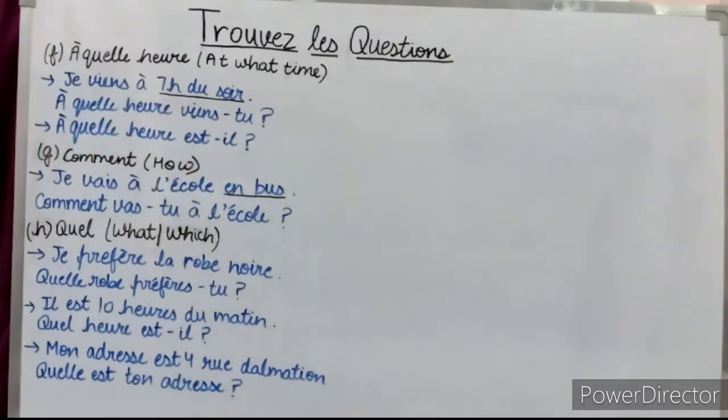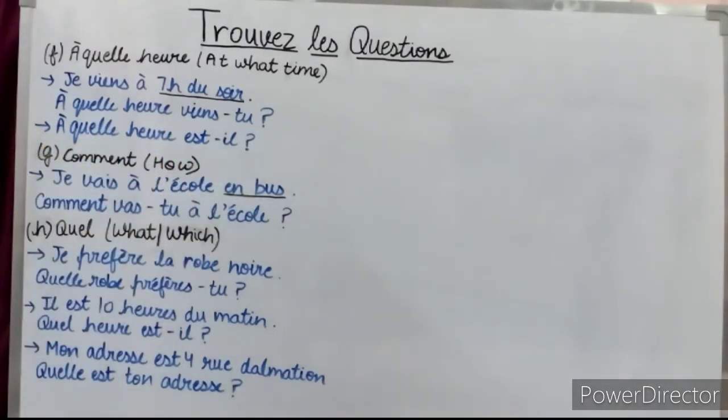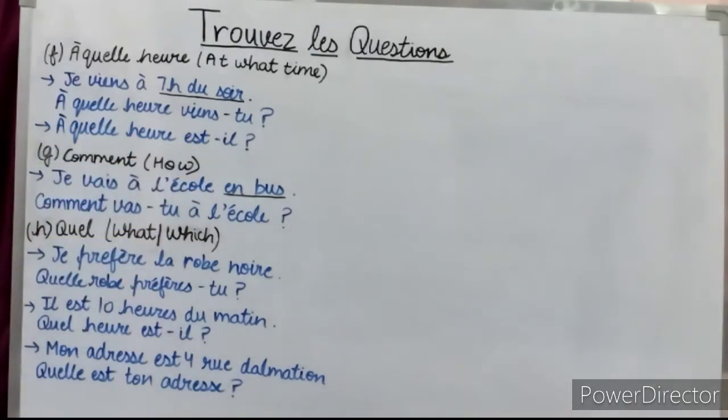Okay. And also à quelle heure is used to ask what time it is. À quelle heure est-il? What time is it? So the answer could be the current time. Il est 7h. Let's see G part.